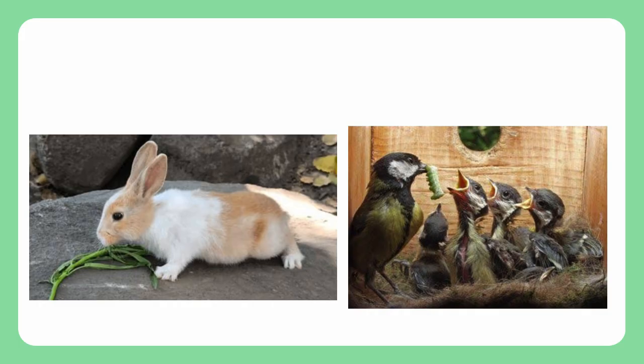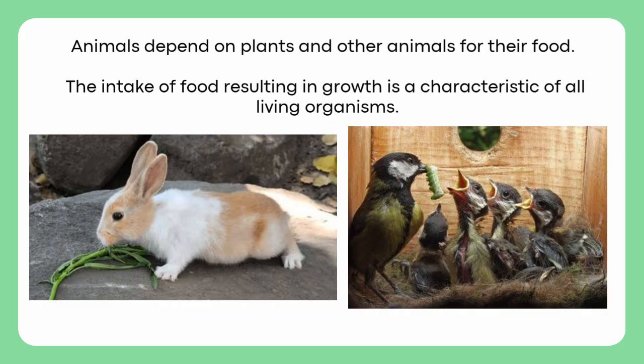Animals depend on plants and other animals for their food. Because animals do not contain chloroplast, they cannot create their own glucose as a source of food. That's why animals have to depend on plants to obtain their food. The intake of food resulting in growth is a characteristic of all living organisms.